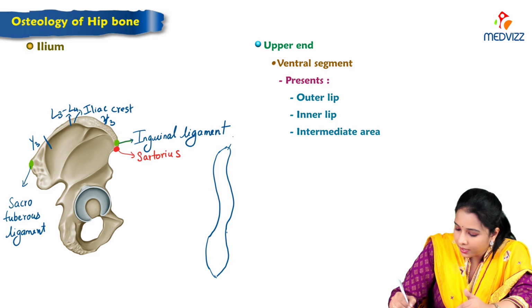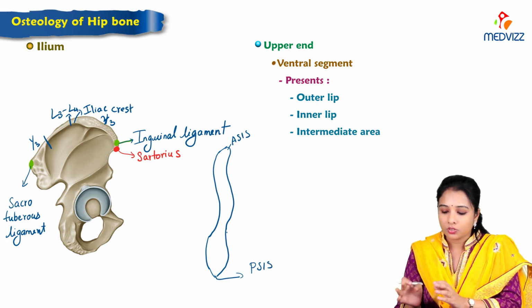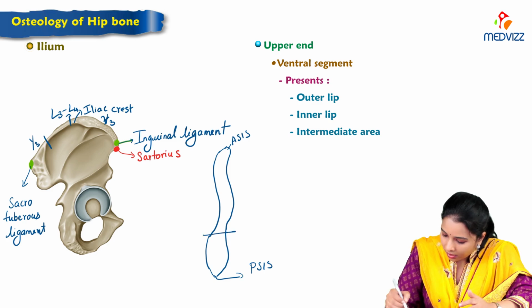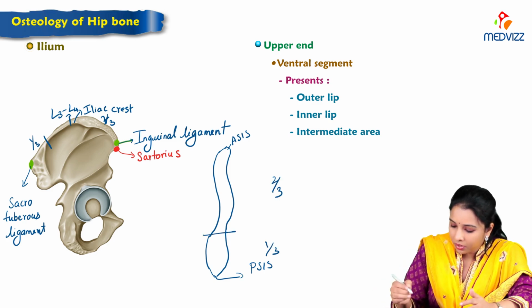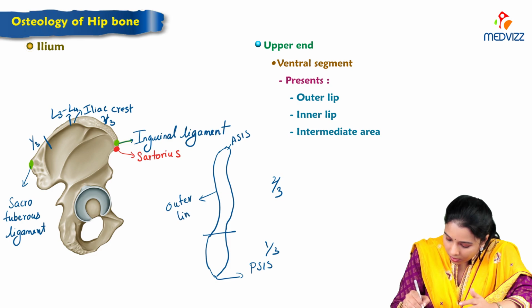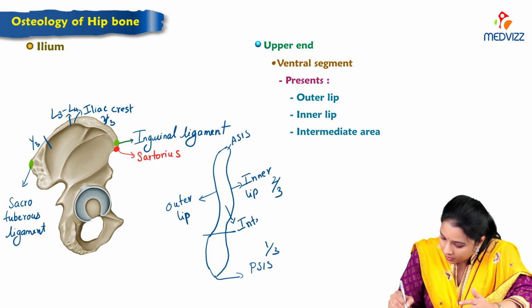So here is the anterior end, anterior superior iliac spine. This is the posterior end, posterior superior iliac spine. So this is how it appears from above. So it has got anterior 2/3, posterior 1/3. So it has got an outer lip, inner lip, and between is the intermediate area.